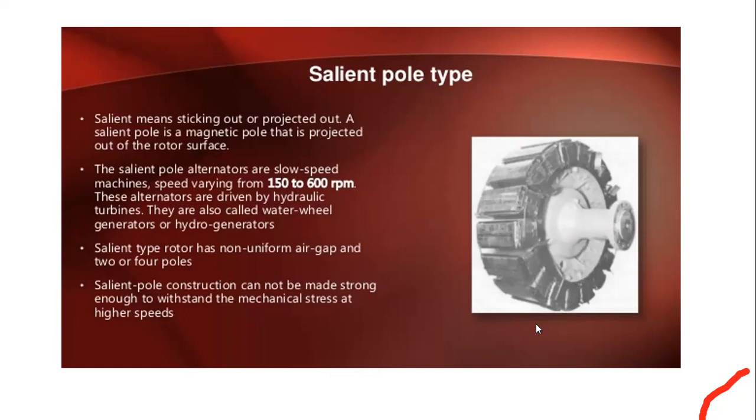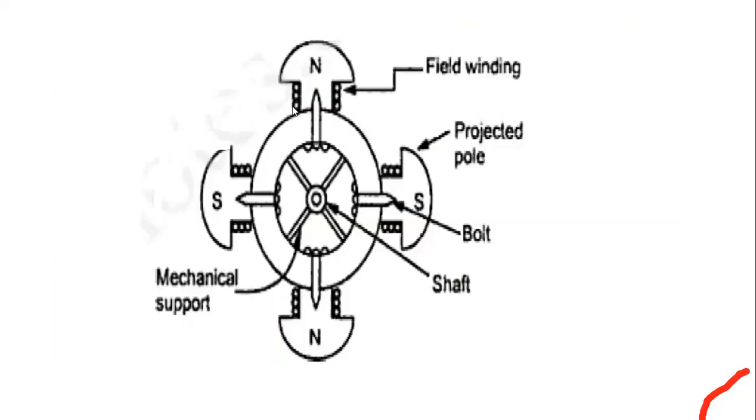Therefore, the salient pole construction cannot be made strong enough to withstand the mechanical stresses at higher speeds. So this salient type of rotor will be used for slower speed ratings, in machines with less mechanical stress. This is the normal view of the salient pole type of rotor.